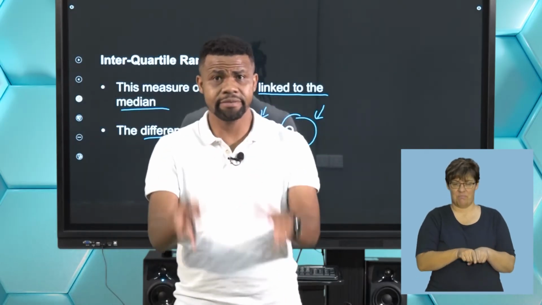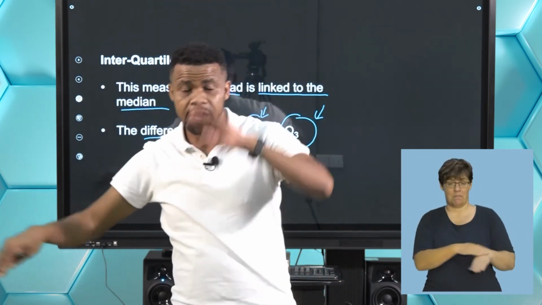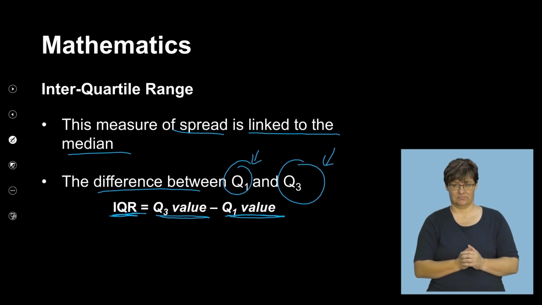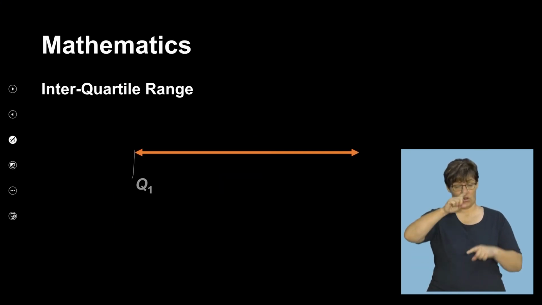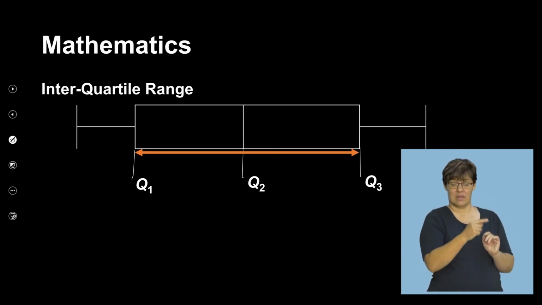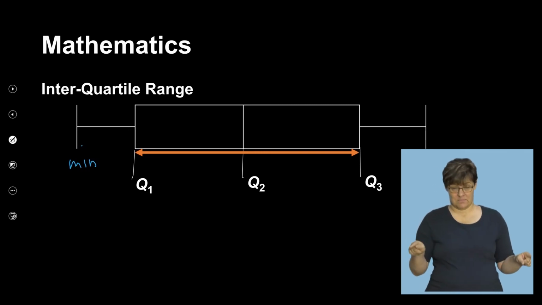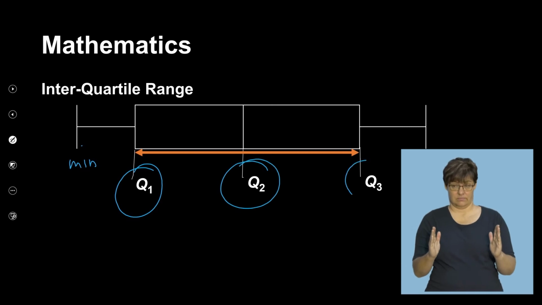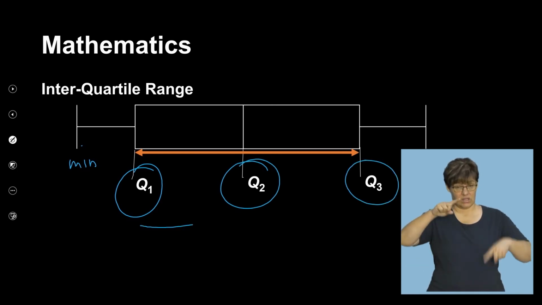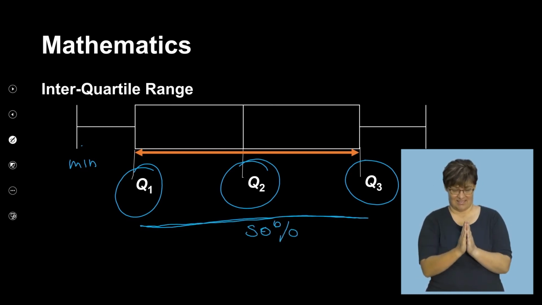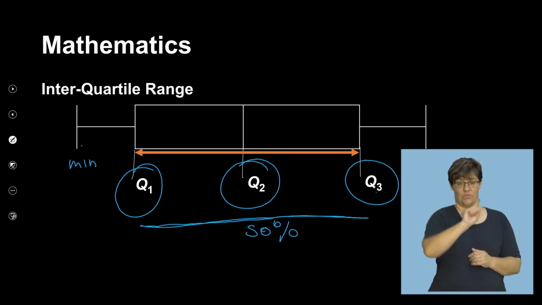It's the same as the range, but we're not using the maximum and minimum. We're using our quartiles to find the range. Now, we can find the interquartile range from the whisker plot. If you have a whisker plot, remember our min there, our max there, and this is Q1, this is Q2, and this is Q3. So the interquartile range is that part, which is the middle 50% of the data, Q3 minus Q1.